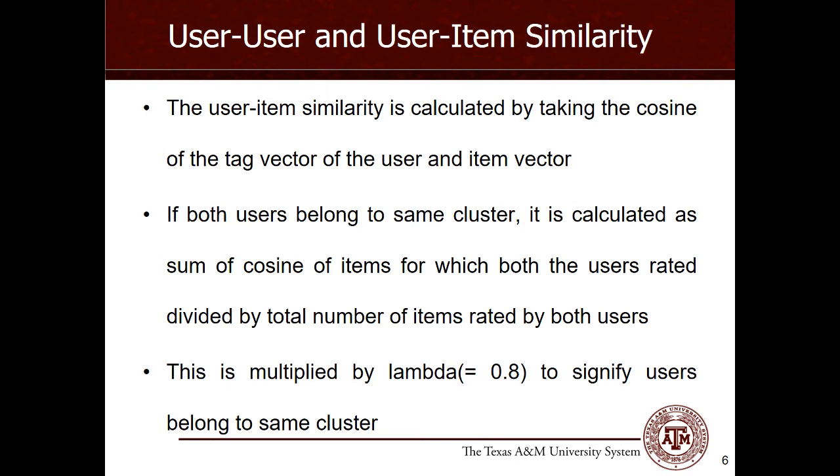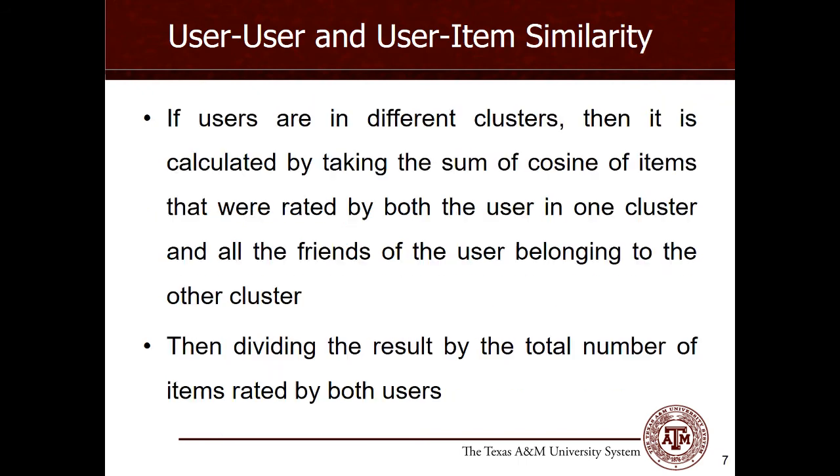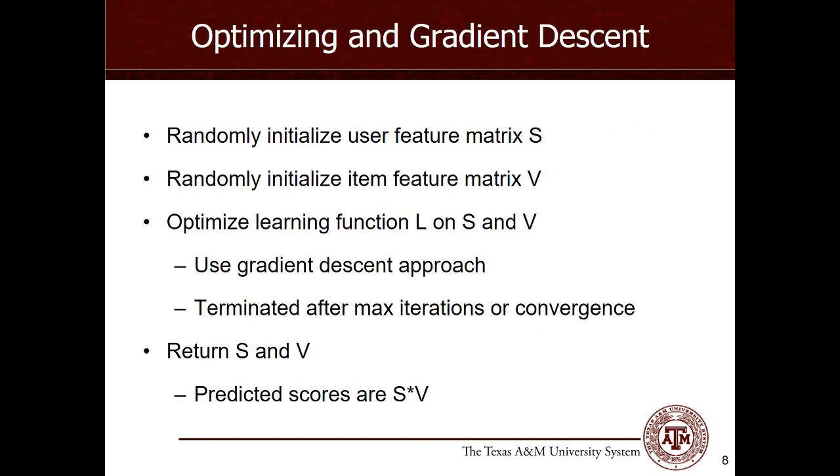For each user-item similarity, the calculation is easy. It is simply cosine similarity between the tag vector of the user and the tag vector of that item. However, the user-user score gets a little more complicated. The user-user score is calculated using one of two cosine summations, depending on whether or not the users are in the same friend group. Finally, we generate user and item feature vectors that, when multiplied, approximate the user-item rating matrix.